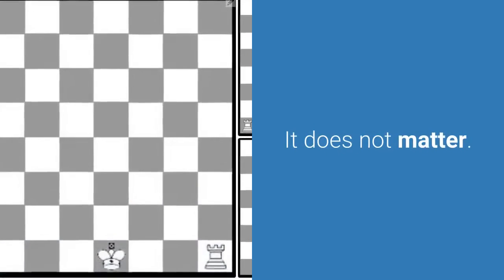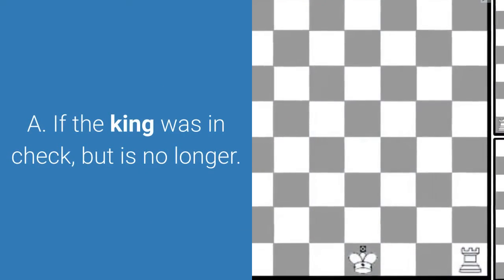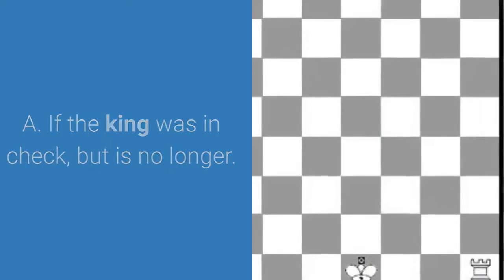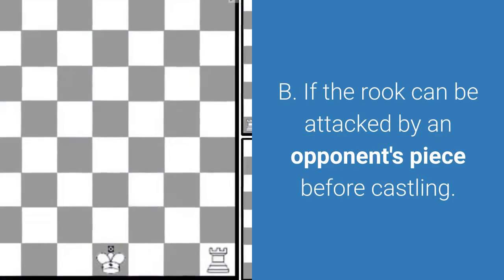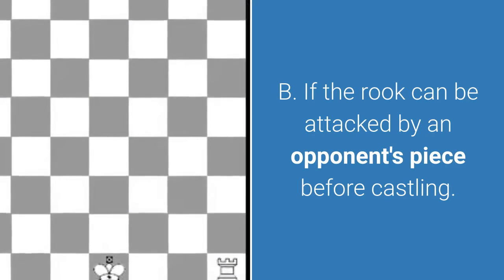It does not matter: A. If the king was in check but is no longer. B. If the rook can be attacked by an opponent's piece before castling.